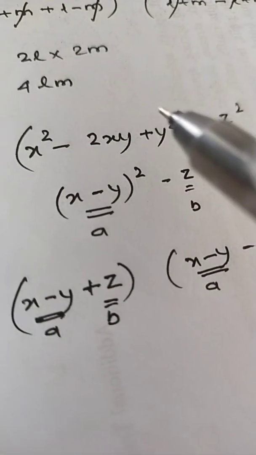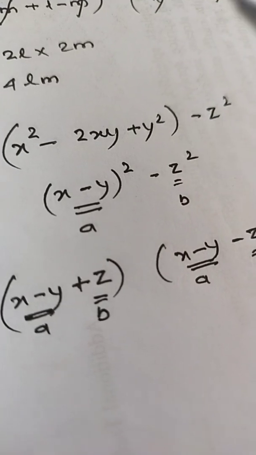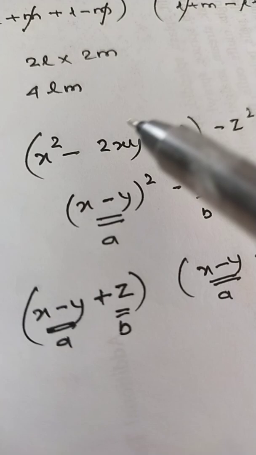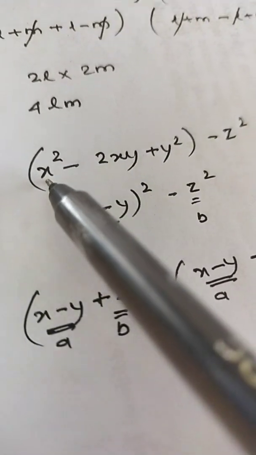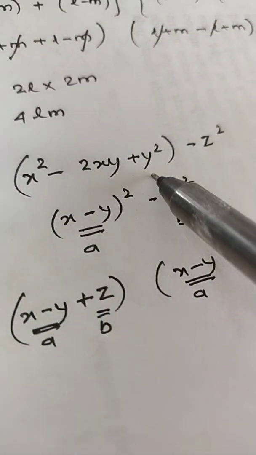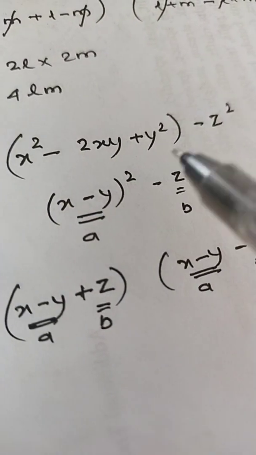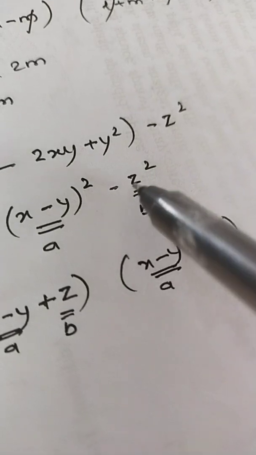Okay, because we know that according to the identity a square minus 2ab plus b square is equal to what? A minus b whole square, isn't it? But in this case, in place of a what is written? X. In place of b what is written? Y. So we will write a minus b as x minus y whole square. Then we will write this one also, minus z square.